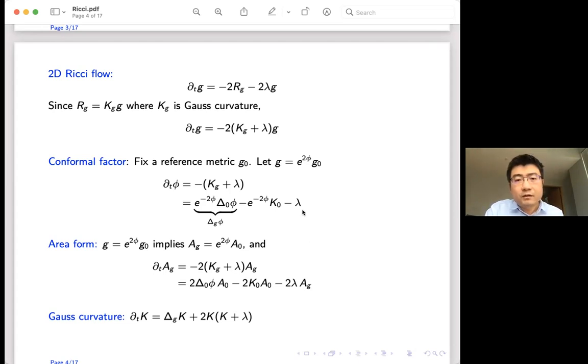So for this talk, we'll just work with the equation for the conformal factor and for the area form, because after quantization, essentially the conformal factor would be like a Gaussian free field, and the area form is sort of GMC, the Gaussian multiplicative chaos. Geometers also like to work with this equation in terms of Gauss curvature, because it's like a reaction diffusion equation, but we'll never work with this equation.